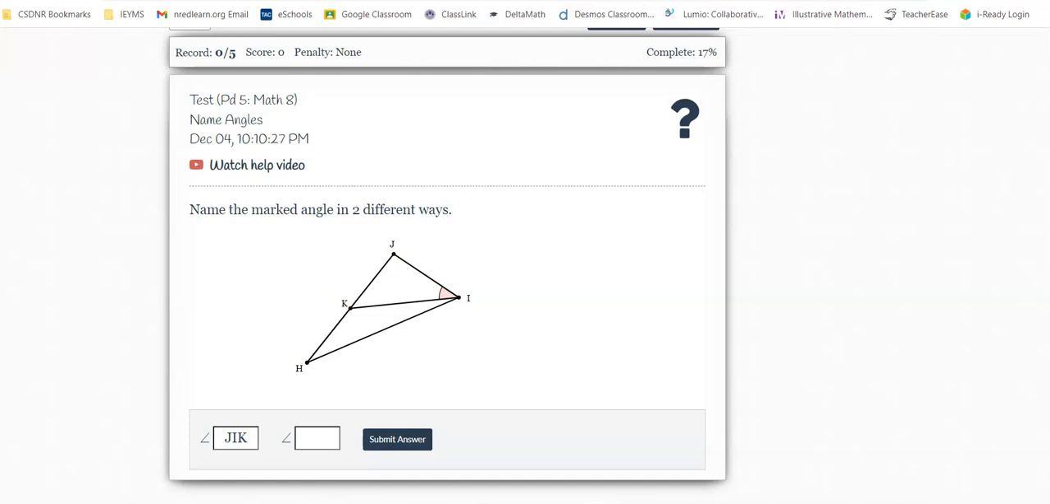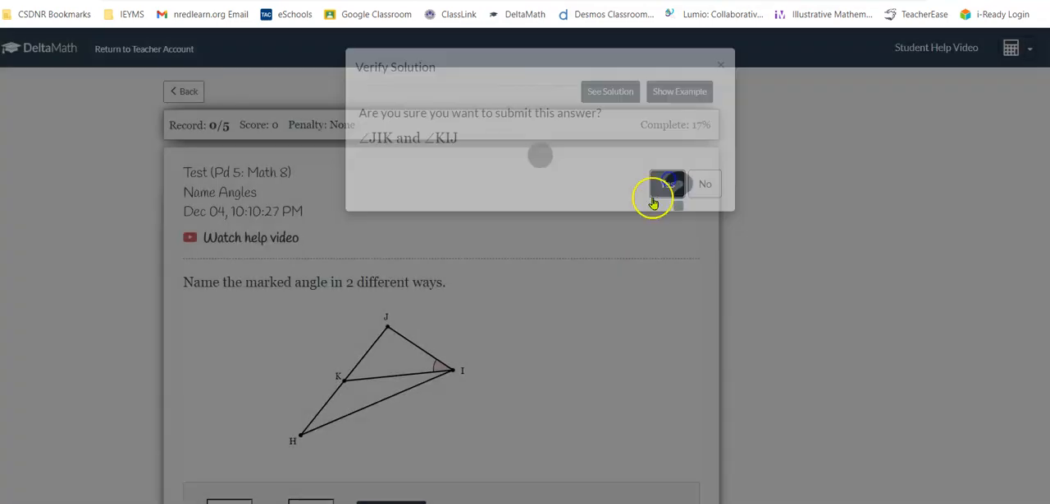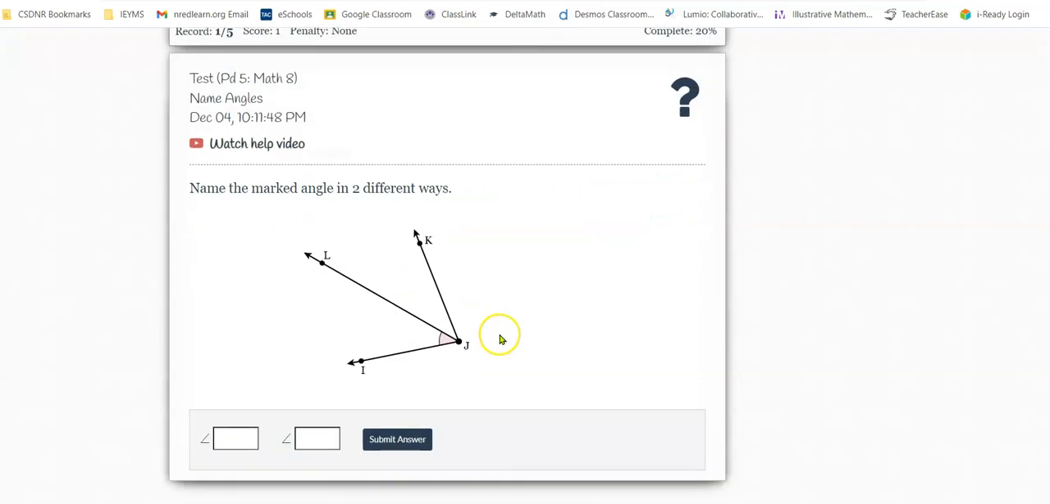But what I cannot do is just name it with the letter I. Because how do I know if it's this part of I? Or how do I know if it's that part of I? Or if it's the whole angle here? So we're going to name it in forward, J-I-K, and then in reverse, K-I-J. So you can use 3 letters to name it forwards or backwards.